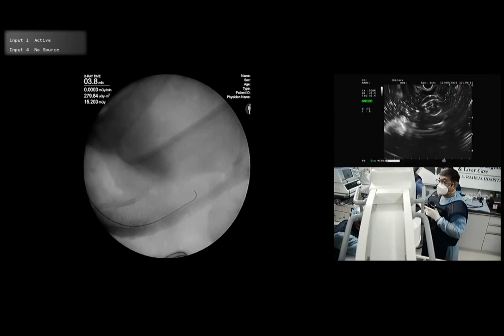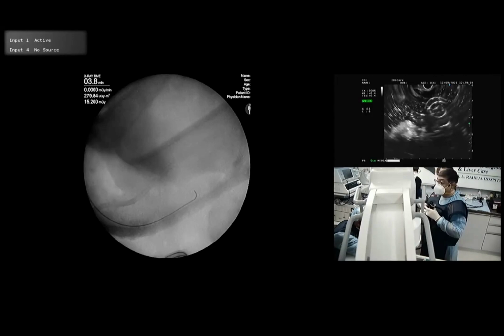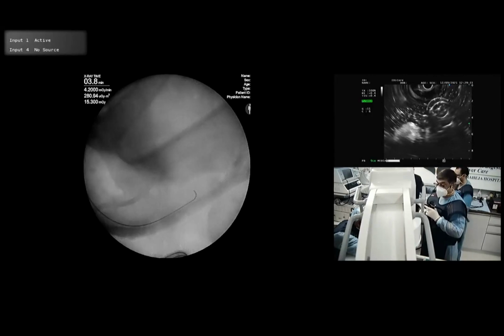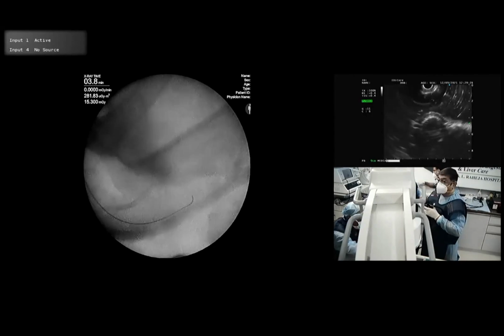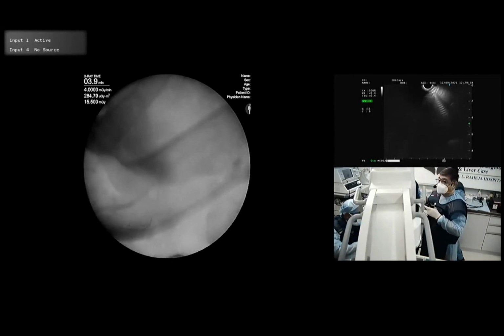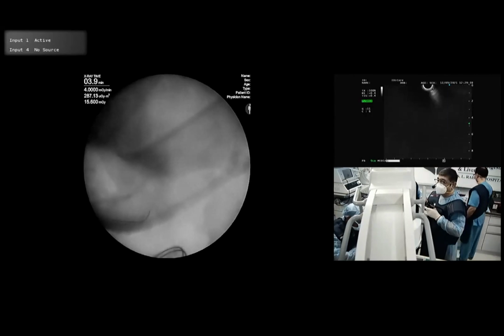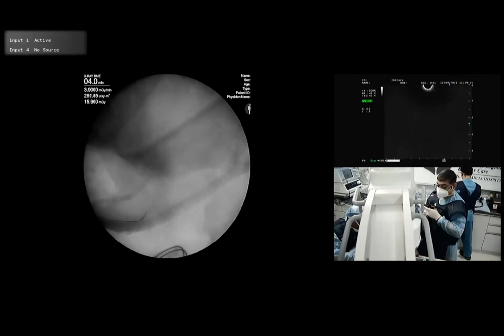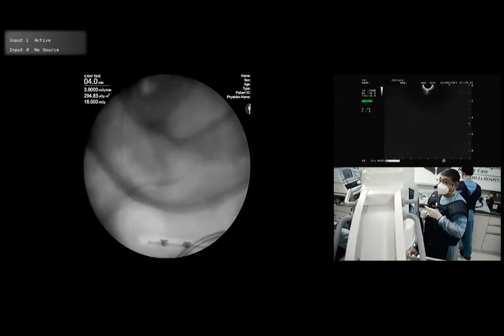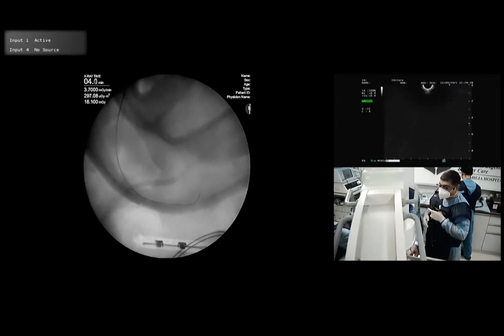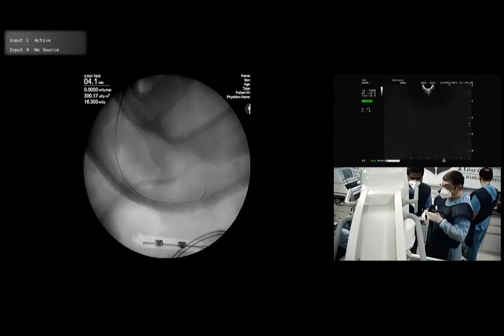Now what I will do, I will withdraw the scope and put in the ERCP scope. Okay, slowly take out the scope. Fluoro. Slowly, slowly. What are you doing? Has it come out? So, you know, these things are very challenging and we really learn every time we do a procedure.